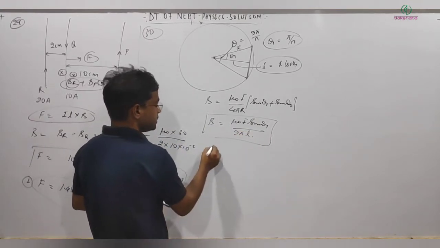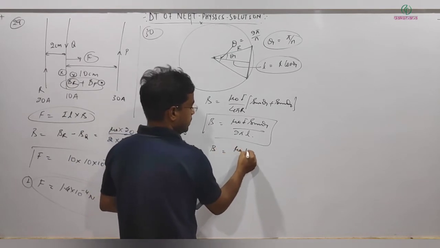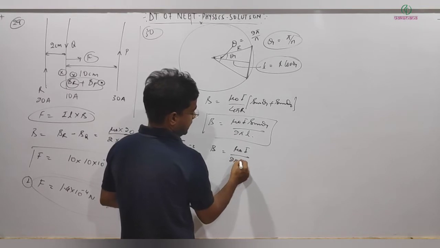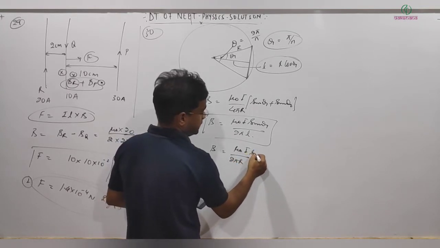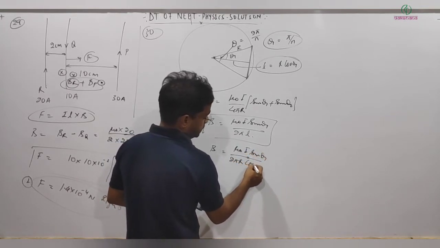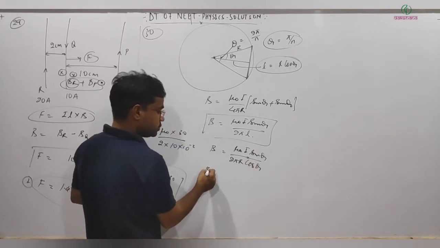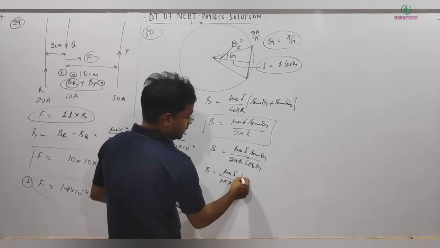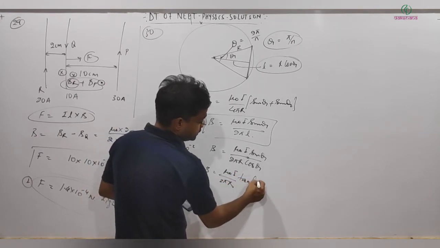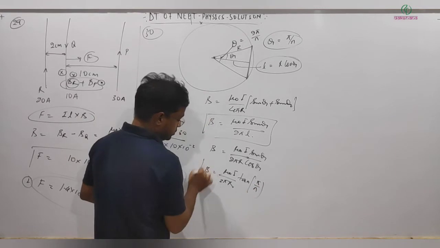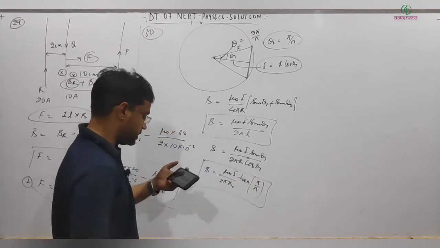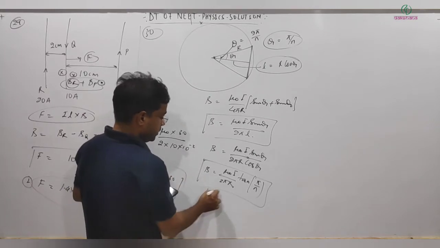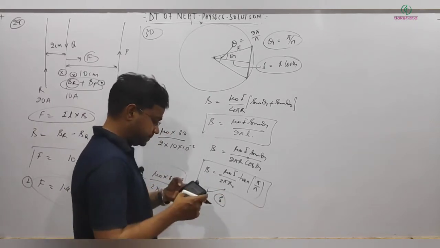Just substituting the values, we get B equal to mu naught into I divided by 2 pi r, into sine theta 1 divided by cos theta 1, that will be tan theta 1. So B is equal to mu naught into I divided by 2 pi r, tan theta, where theta is pi by n. This will be the answer, which matches with option 3.